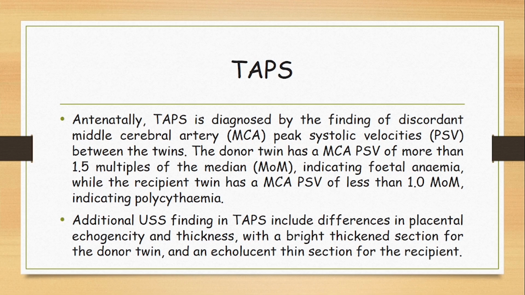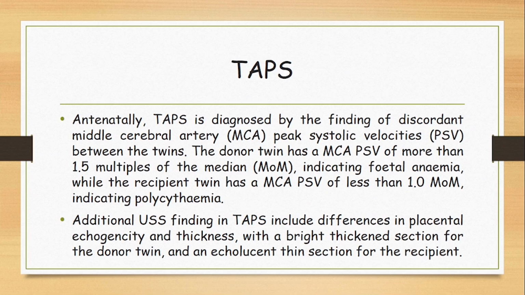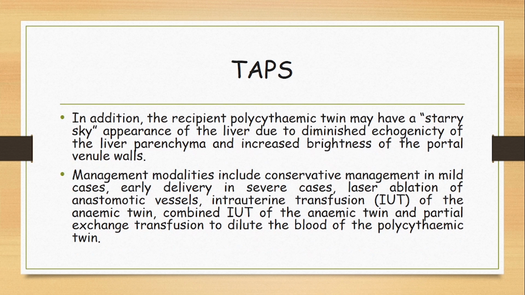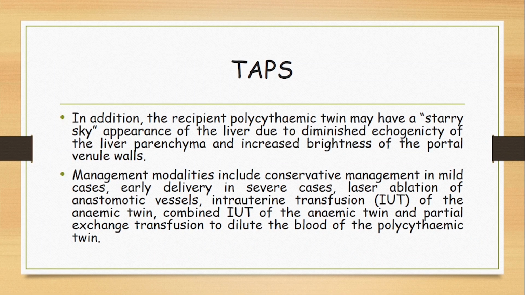Additional ultrasound findings in TAPS include differences in placenta echogenicity and thickness, with a bright thickened section for the donor twin and an echolucent thin section for the recipient. In addition, the recipient polycythemic twin may have a starry sky appearance of the liver due to diminished echogenicity of the liver parenchyma.